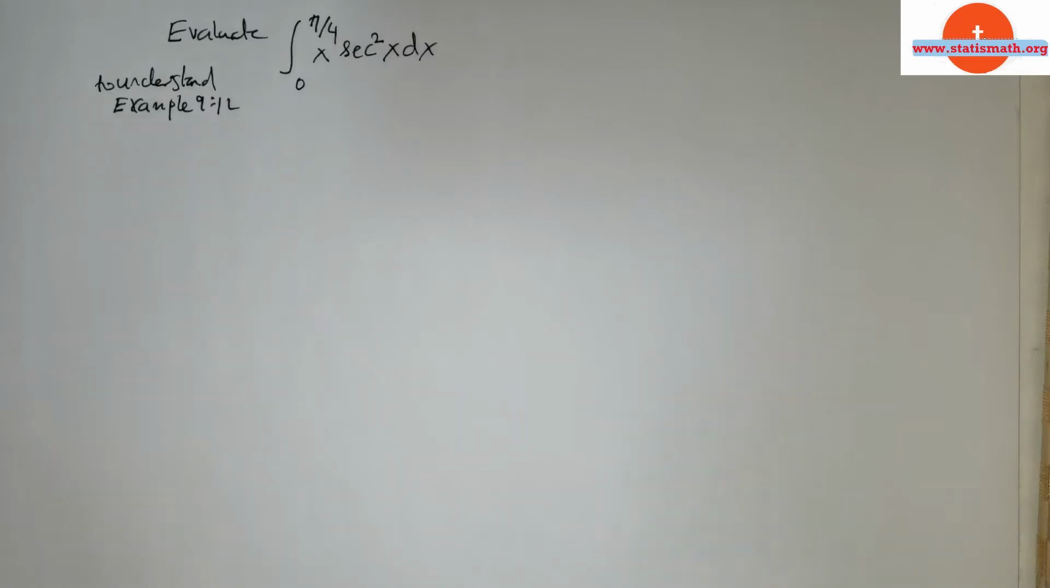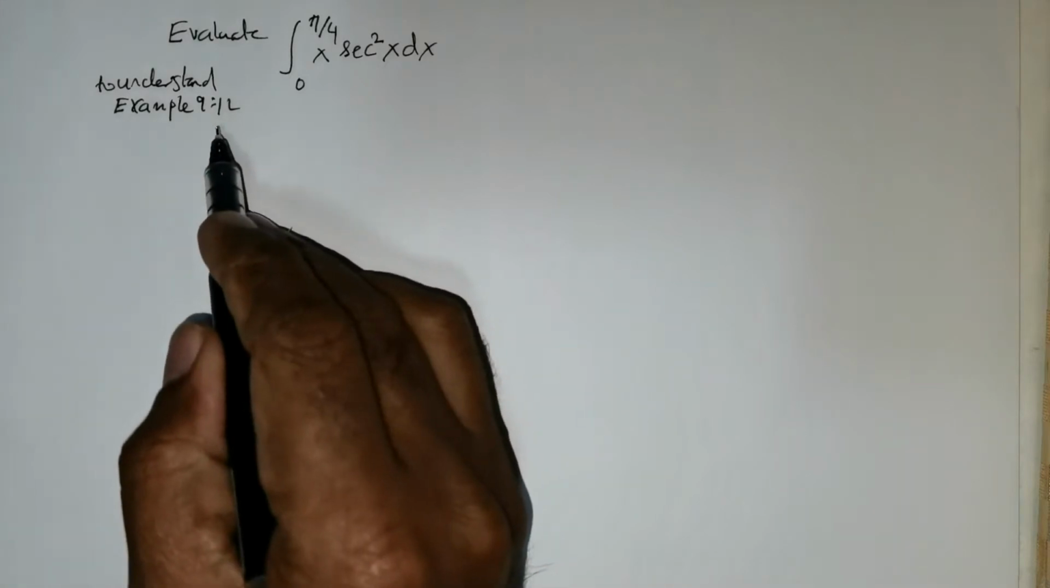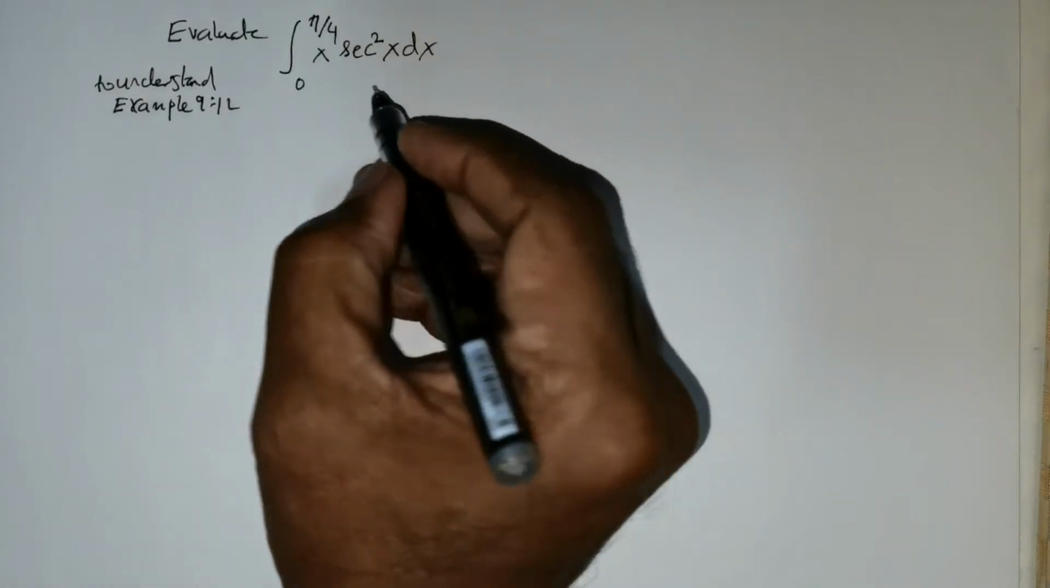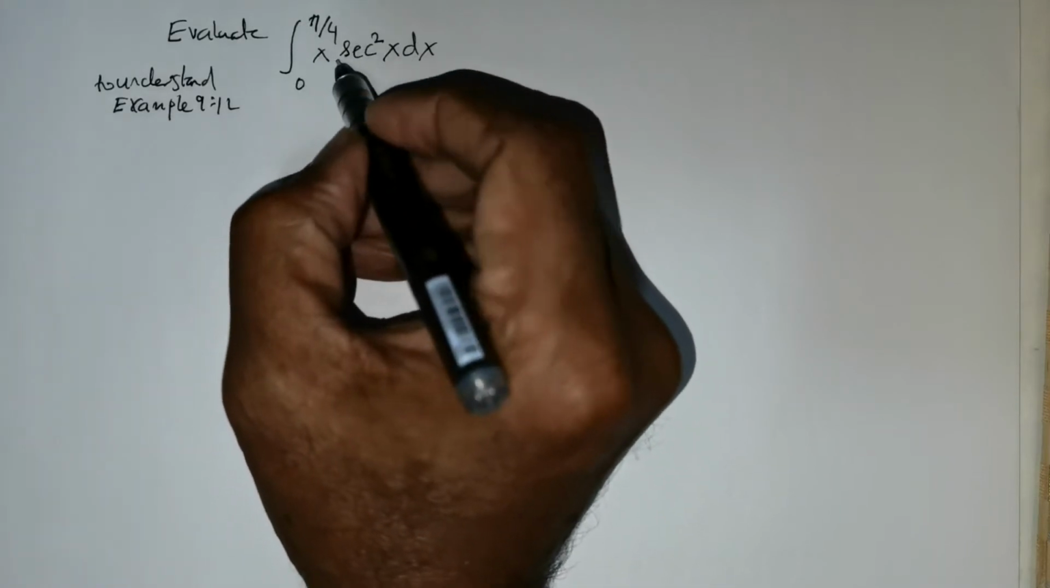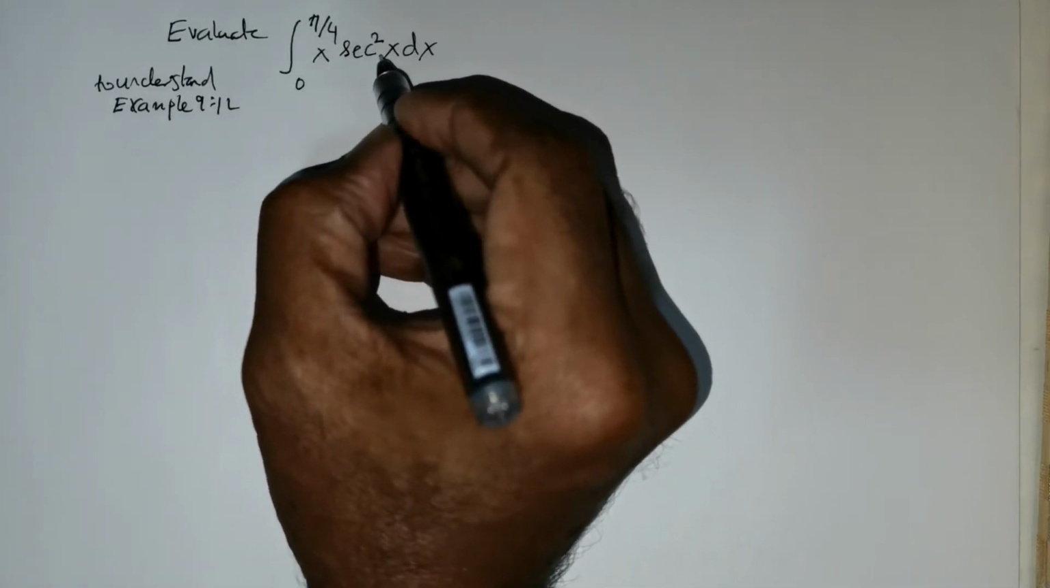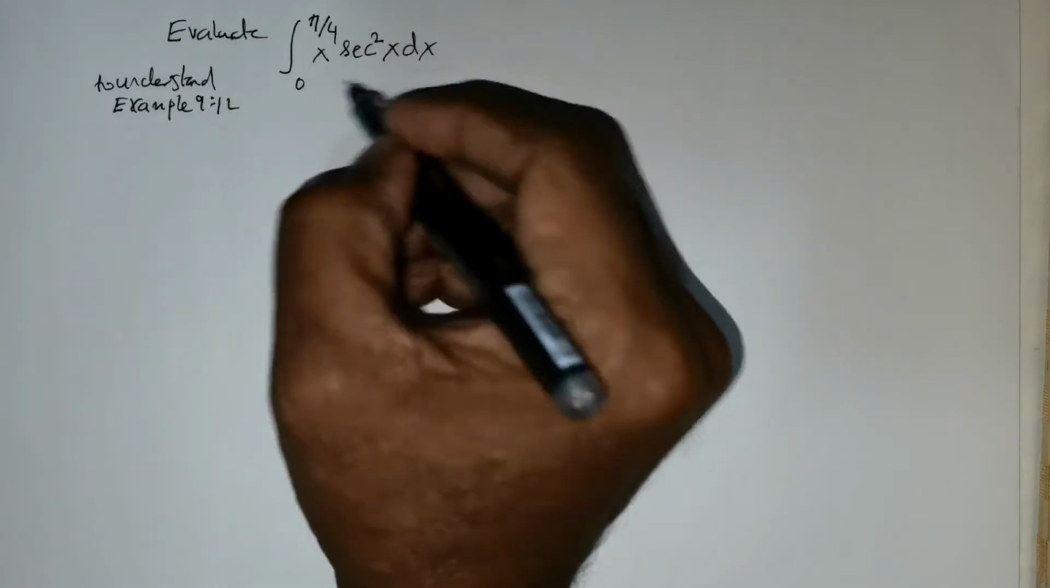Welcome back, students. Before we go to example 9.12, I would like you all to understand this question. We are given the integral from 0 to pi over 4 of x times secant squared x dx. We are expected to integrate this.